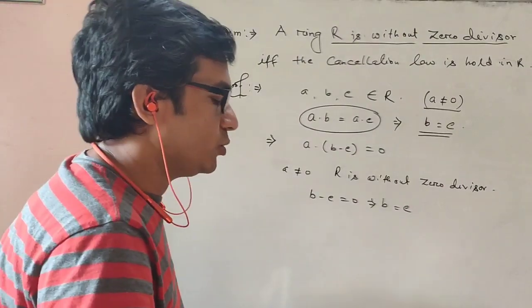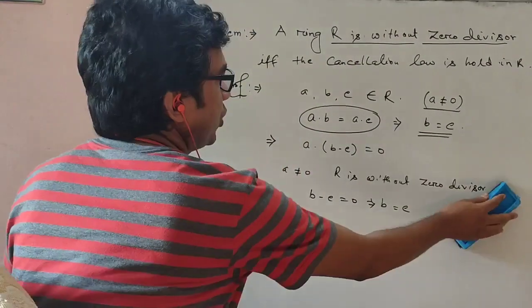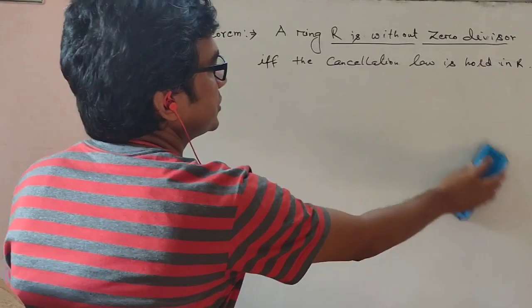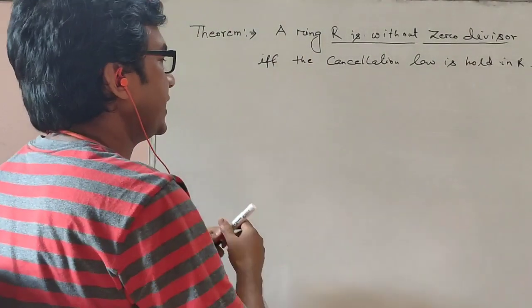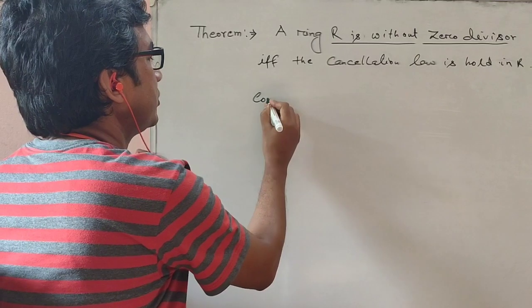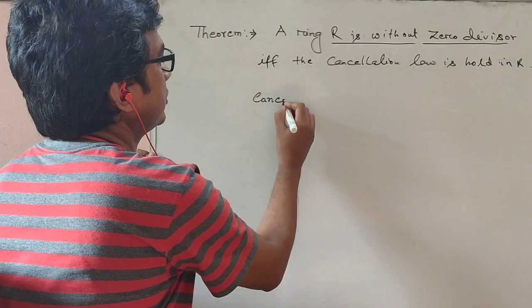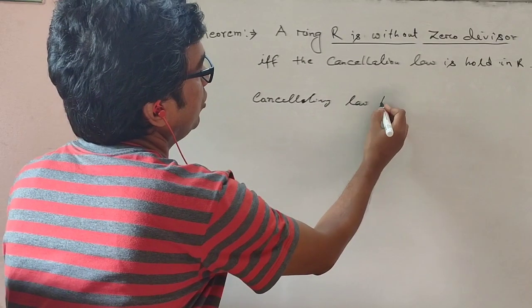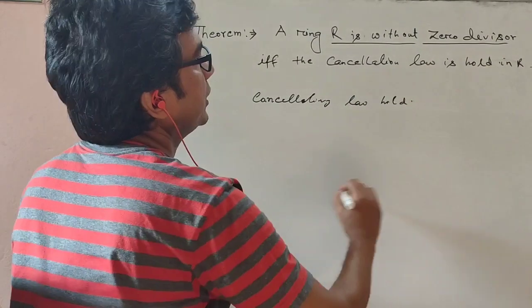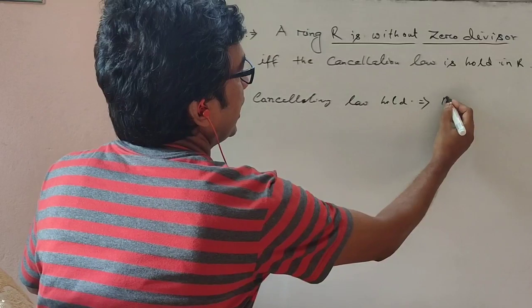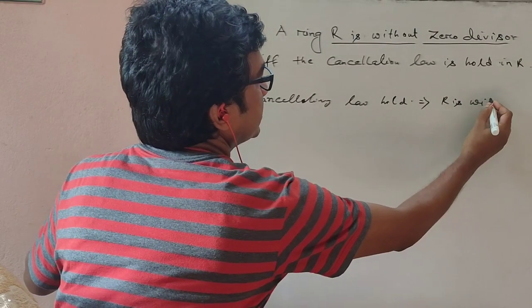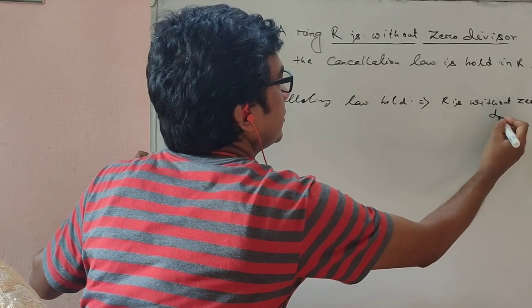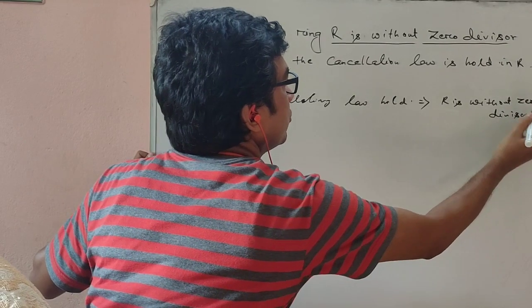Now we prove the converse part of this theorem, which is: the cancellation law holds implies R is without zero divisor.